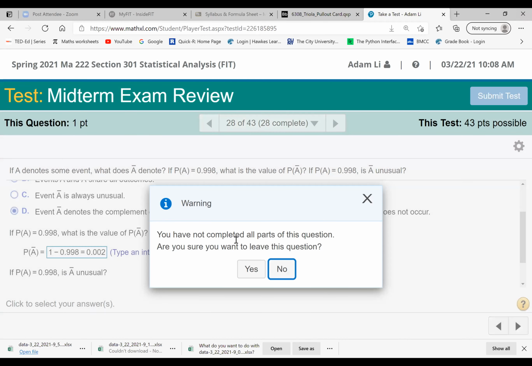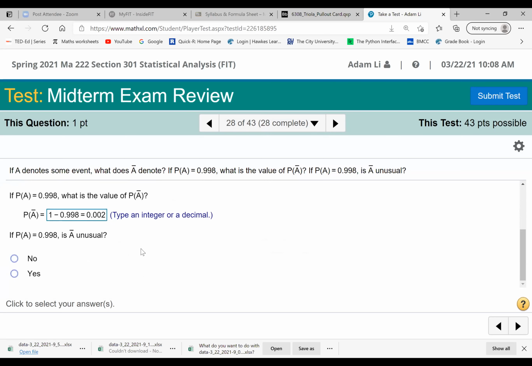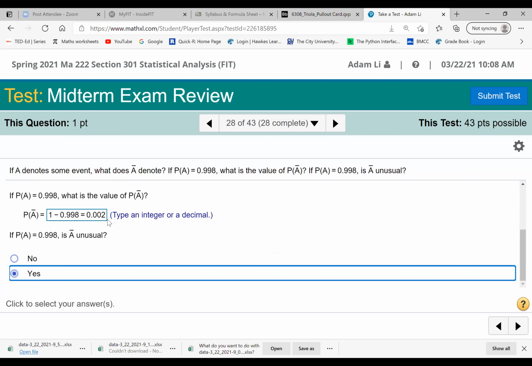That's 28. If the probability of event A equals 0.998, is A bar unusual? Yes, it is. If it is less than 5%, it's unusual. This is just 0.2%, so it's very highly unusual.